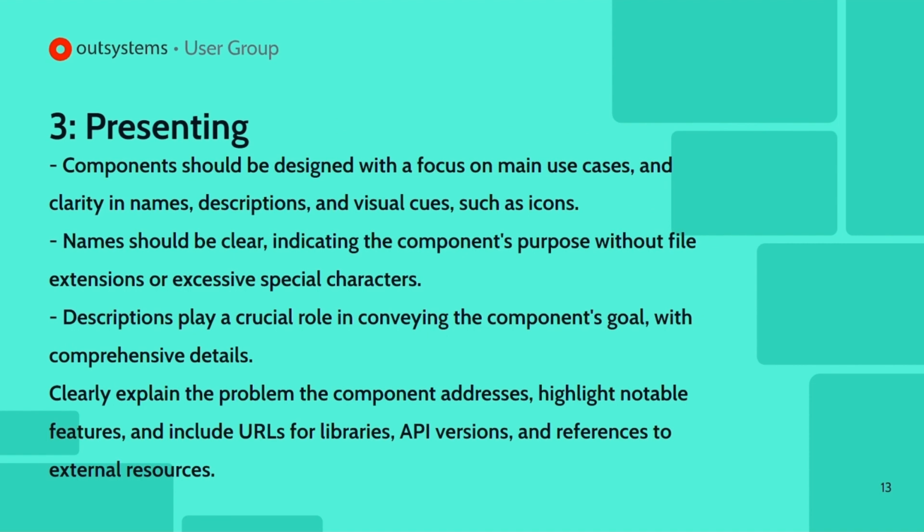Descriptions play a crucial role in conveying the component's goal with comprehensive detail. Provide a complete overview including library URL, API version, and references to external resources. Utilize meaningful names and description, allowing community members to quickly grasp the component use cases. The descriptions serve as visual cues during development, enhancing the overall experience. Components with the icon appear in the left toolbox in Service Studio, reinforcing the importance of visual representation.